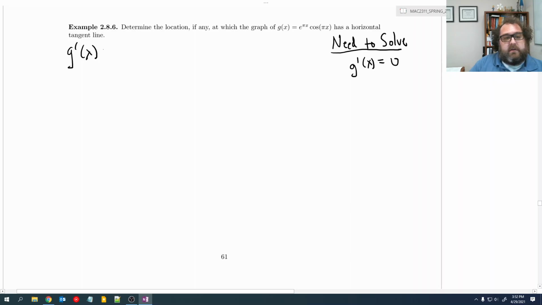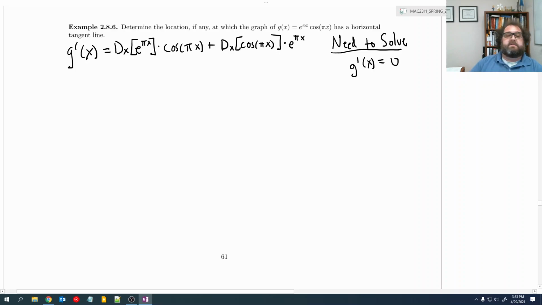So g prime is, according to the product rule, you take the derivative of the first function, e to the pi x, then multiply by the plain second function, cosine pi x. Then we're going to add the derivative of the second function, which is cosine pi x, which is also composite, times the plain first function e to the pi x. Okay. Now, both of these individual derivatives are going to require the use of the chain rule.